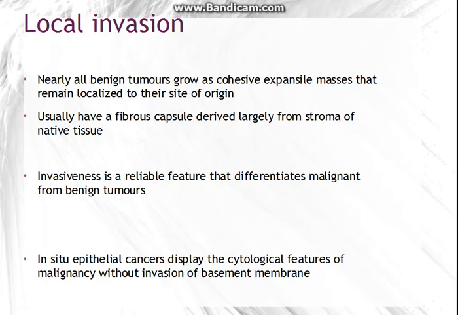Normally all benign tumors will grow as cohesive expansile masses, and they'll be localized to the site of origin. They will have a fibrous capsule. Now invasiveness is mainly a feature of malignancy rather than benign tumors. Even if benign tumors cause local invasion, they will have a pushing border and not an infiltrating border. An infiltrating border is a feature of malignant tumors.